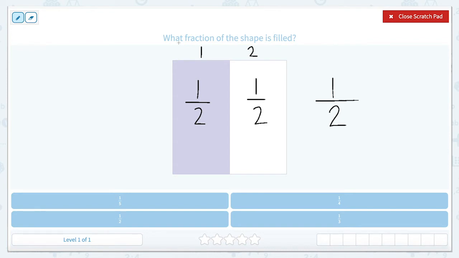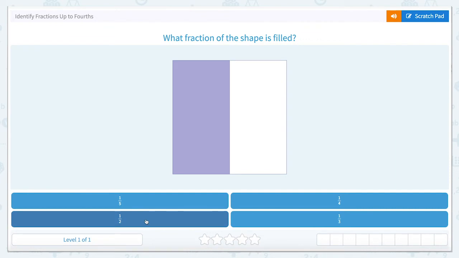The question is asking us what fraction of the shape is filled. So this piece right here, what fraction does that represent? And that piece represents one half. So let's close that scratch pad. Let's find one half and go from there.